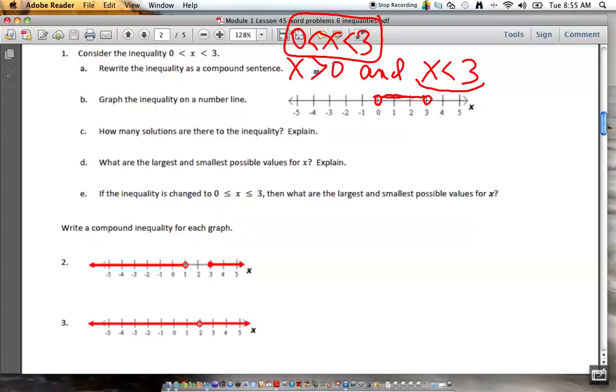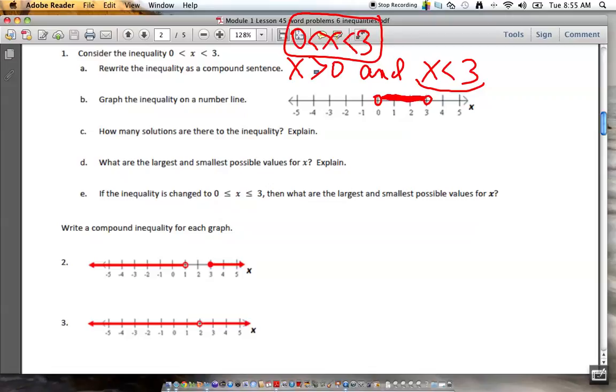And as we mentioned, always try to shade above the line so there's no doubt where it is that you're shading. Okay? How many solutions are there to the inequality? Infinite. Because it's every single number between 0 and 3, including the fractions and the decimals. If it was only integers, then the answer would be 2. The only time you assume integers is if they tell you integers. If they don't tell you integral values or integers, then you just assume it's every single number on there.